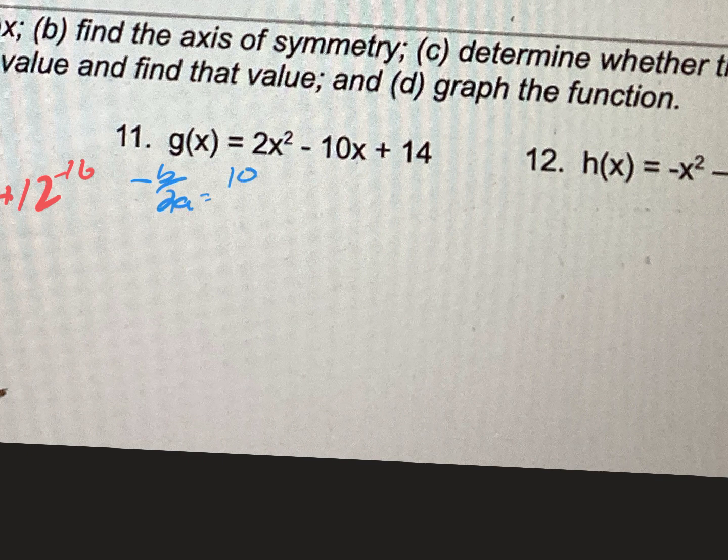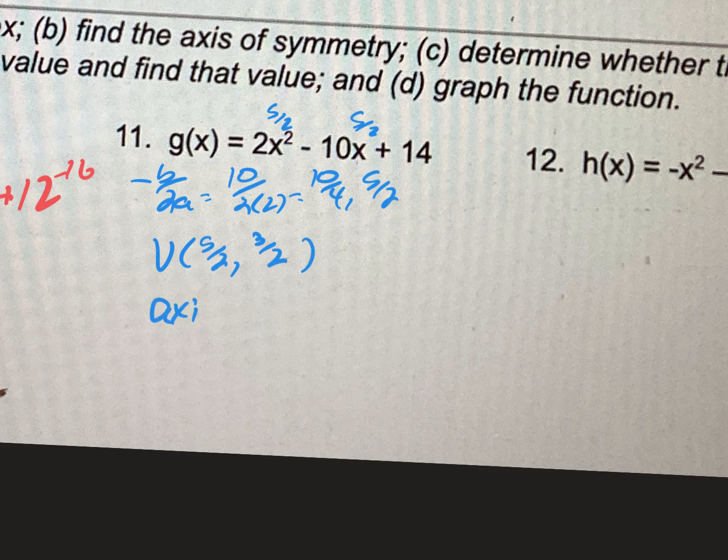So I'm going to go positive 10 over 2 times 2, which is 10 fourths, which is really 5 halves, which means my vertex is going to be 5 halves something. And the way you get the somethings, I'm going to take that 5 halves and plug it in for that x and that x and just see what I get. I'm going to punch it in, I get 1.5, which is obviously 3 halves. So that's the vertex. The axis, as always, is the x coordinate. X equals 5 halves.